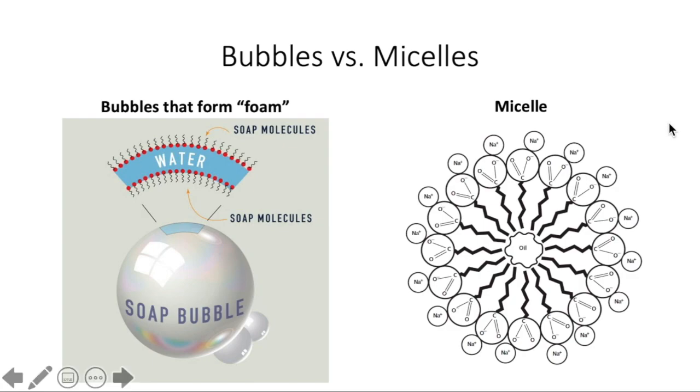When the soap is actually working, the nonpolar tails, instead of being in contact with the air, are surrounding oil and dirt particles. And then these polar heads face outward and are in contact with the water. And this is called a micelle. And when this happens, it might make the solution cloudy, but it doesn't form suds or bubbles because the soap molecules essentially get used up surrounding the oil, so they can't make bubbles.